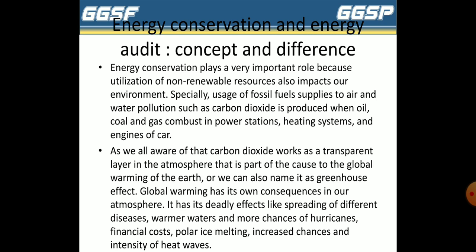As we all are aware, carbon dioxide works as a transparent layer in the atmosphere that is a cause of the global warming of the earth, or we can also name it the greenhouse effect. Global warming has its own consequences in our atmosphere. It has deadly effects like spreading of different diseases, warmer ocean waters and more chances of hurricanes, financial cost, polar ice melting, and increased intensity of heat waves.